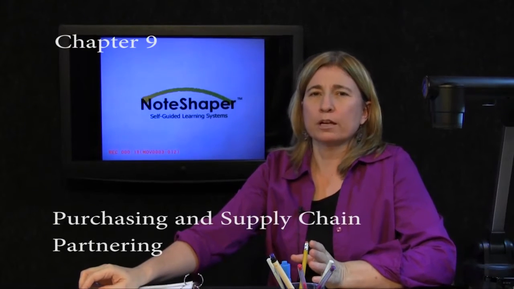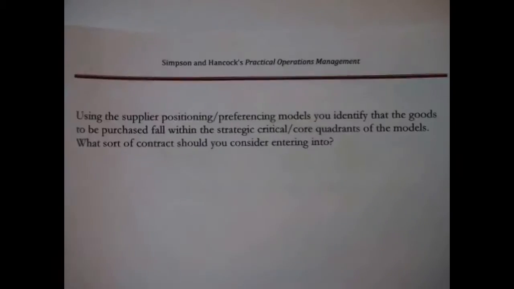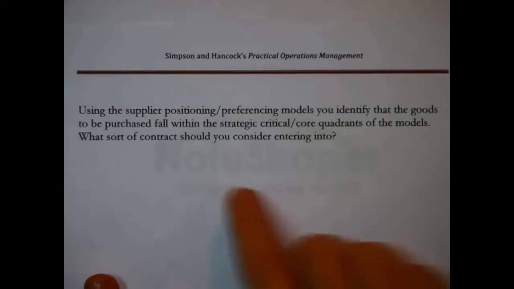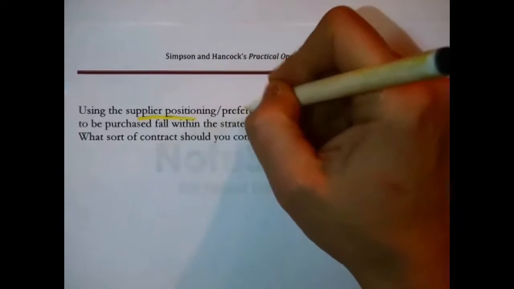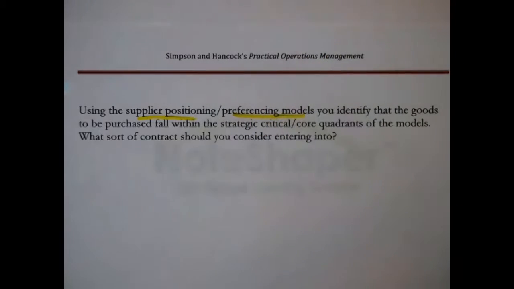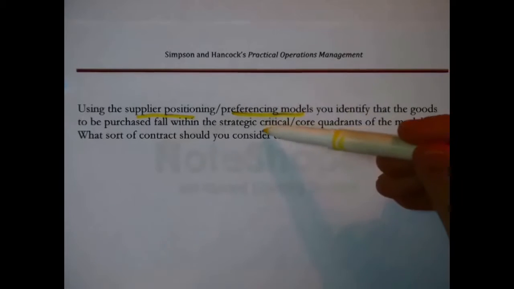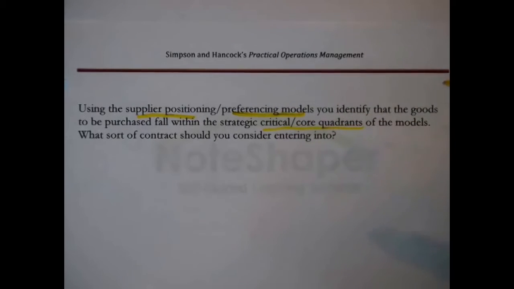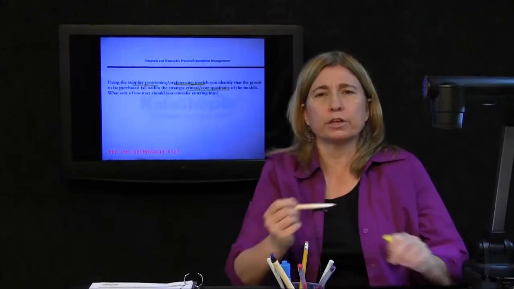Some problems can be answered with just a few words, but actually at this point in your studying, it pays to review why the answer is what it is. This question's a good example of that. Using the supplier positioning and preferencing models. Now, these are two different models, speaking of reviewing. You identify that the goods to be purchased fall within the strategic critical core quadrants of the models. What sort of contract should you consider entering into?